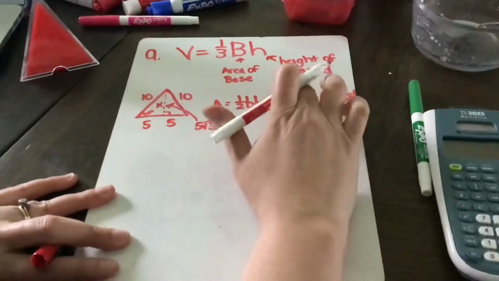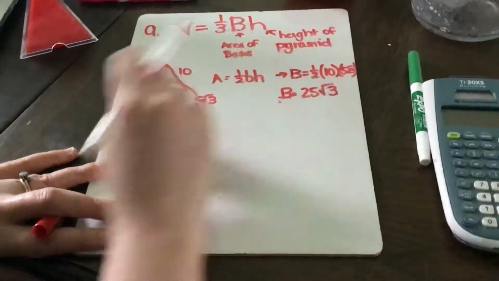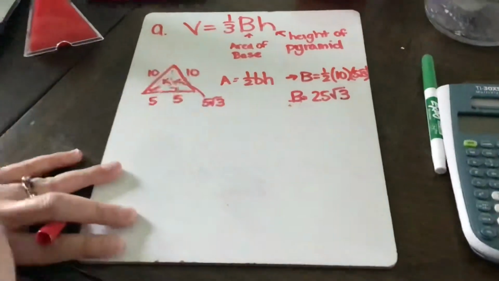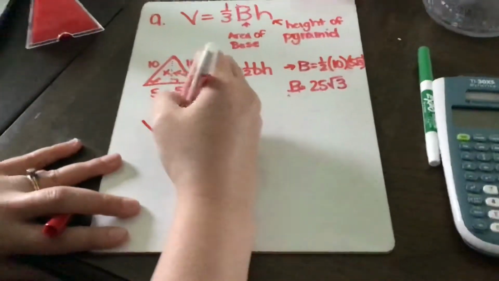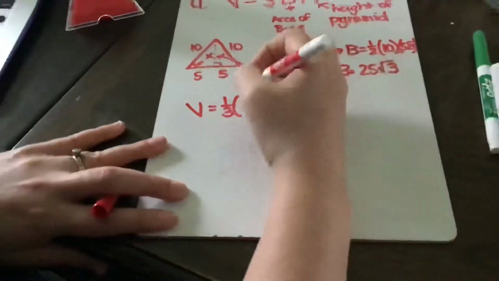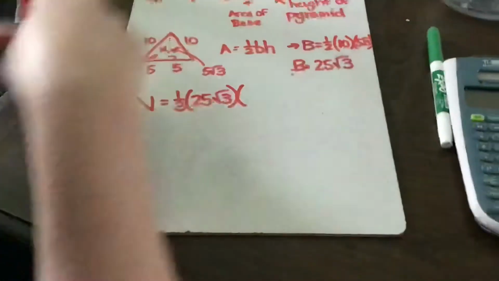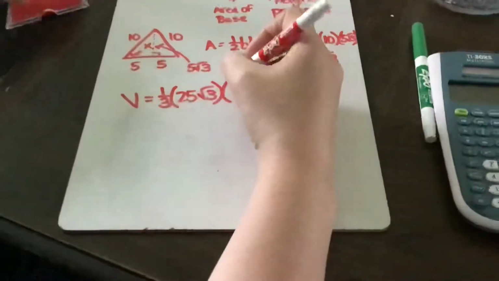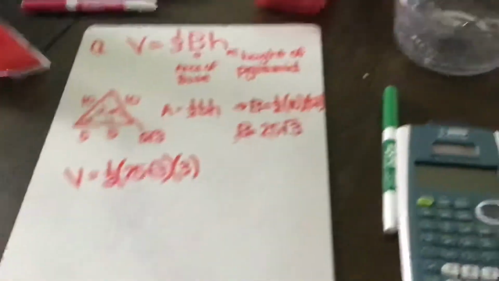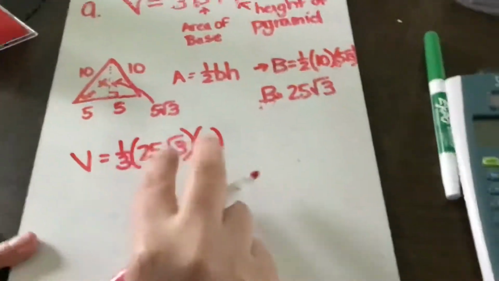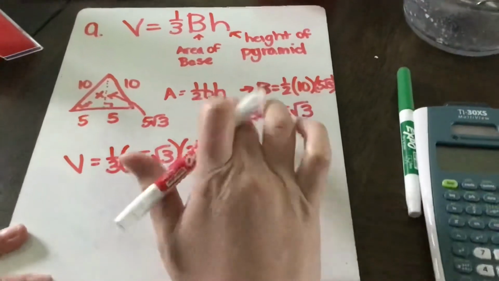So actually I used A. I'm going to go ahead and erase that and make it a capital B, because that's the area of my base, which is that triangle right there. So to find the volume, now I need to plug in that area of the base, which is 25 radical 3. And then the height of my pyramid. So the height of the pyramid they give us in the problem is 3. So that's the height they're talking about there. So when I multiply those all out, I get 25 radical 3.